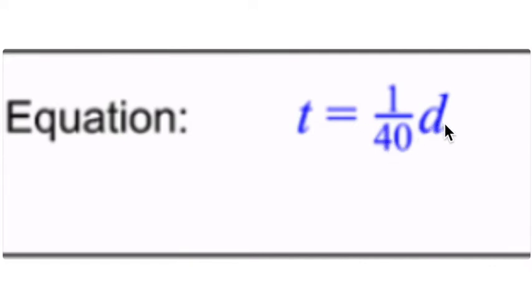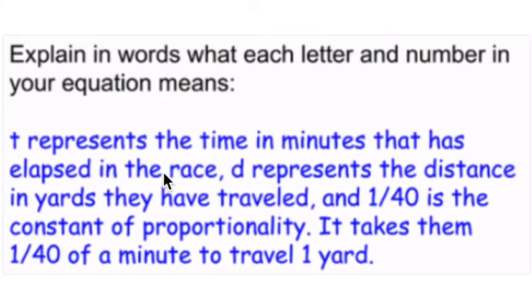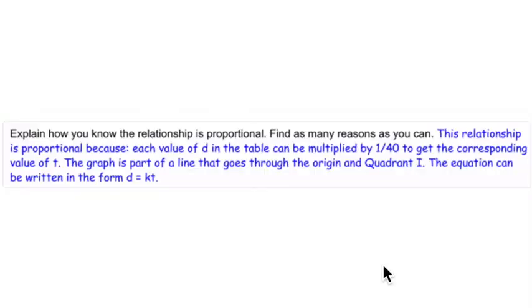Travel 40 yards, it's going to take you 1 minute. Travel 80 yards, it's going to take you 2 minutes. So this is 1/40th of a minute per yard. And that's written down here. 1/40th is the constant of proportionality. It takes them 1/40th of a minute to travel 1 yard. And explain what each of these values mean. So you might read through this carefully, think about it, have a class discussion of what's going on.